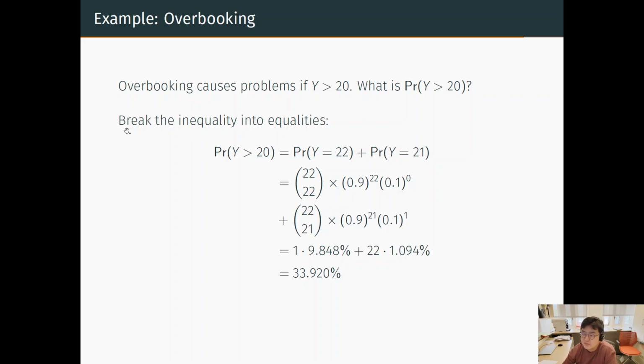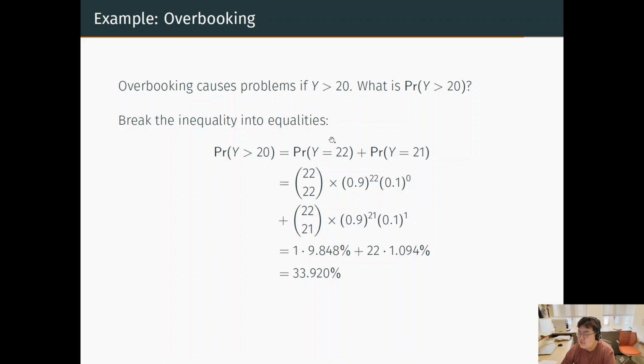So we have to break down the inequality into multiple equalities. Like in this case, probability greater than 20 is either probability equal to 22 or 21, right? There are only two simple cases, greater than 20. So you have to calculate the probability for each of the equalities, right?